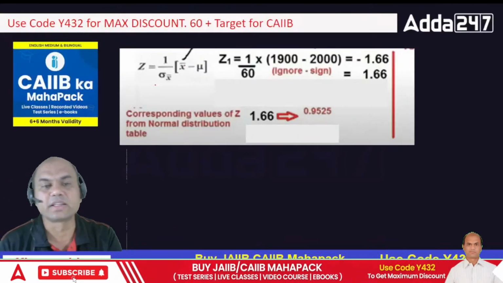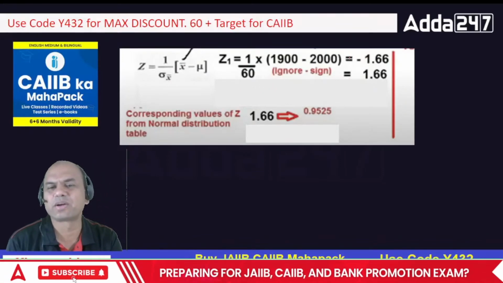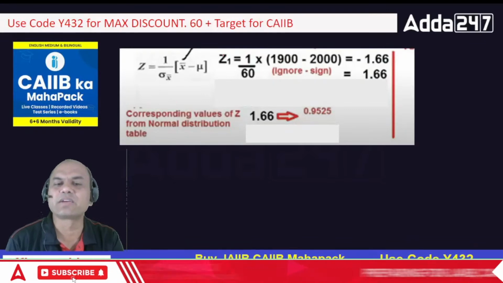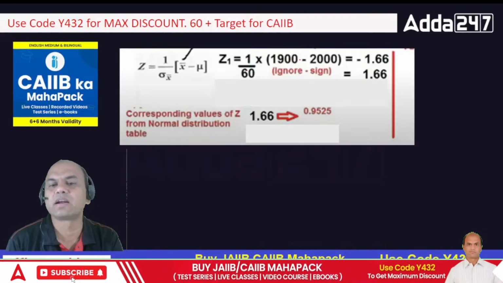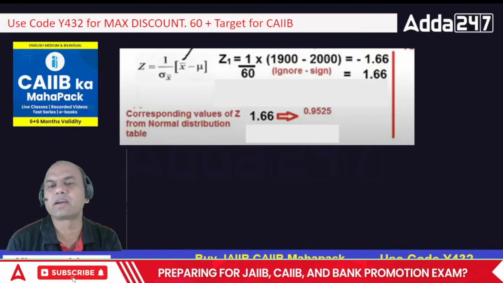So I'll use the same. Z equals 1 upon 60 into 1900 minus 2000. Why should I do it every now and then? So 1 upon 60 into this, which is minus 100. So do it now.